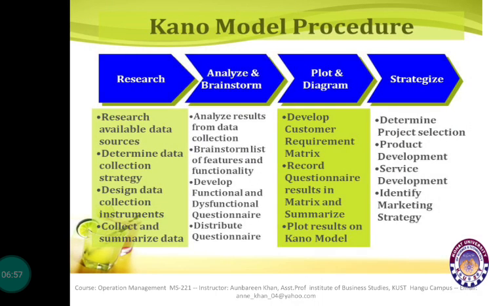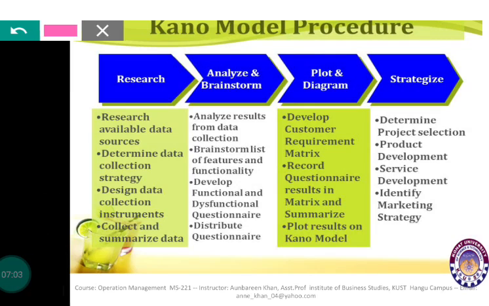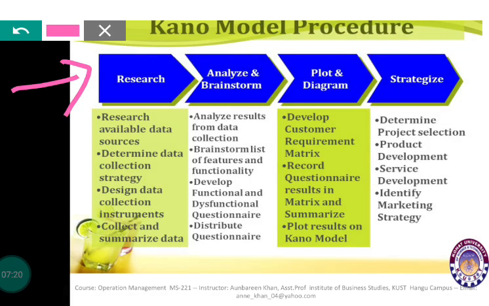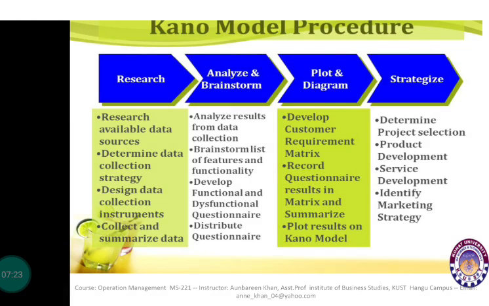So the Kano model procedure depends upon research, analysis and brainstorming, plot and diagram, and strategy. Let us discuss these procedural steps in detail. So, what is the role of research in the Kano model? Basically, research identifies available data sources, determines the data collection strategy, designs the data collection instrument, and collects and summarizes the data.